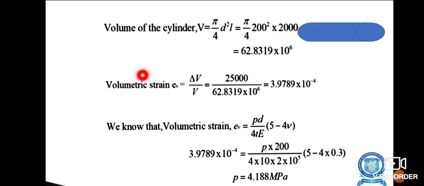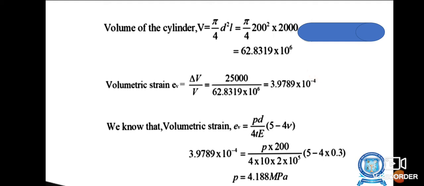Next, we find the volumetric strain. The volumetric strain formula is change in volume divided by original volume. Listen, we apply the given values. Change in volume 25,000 divided by volume 62.8319 × 10^6. So the value is 3.9789 × 10^-4. That is the volumetric strain. Strain has no unit.